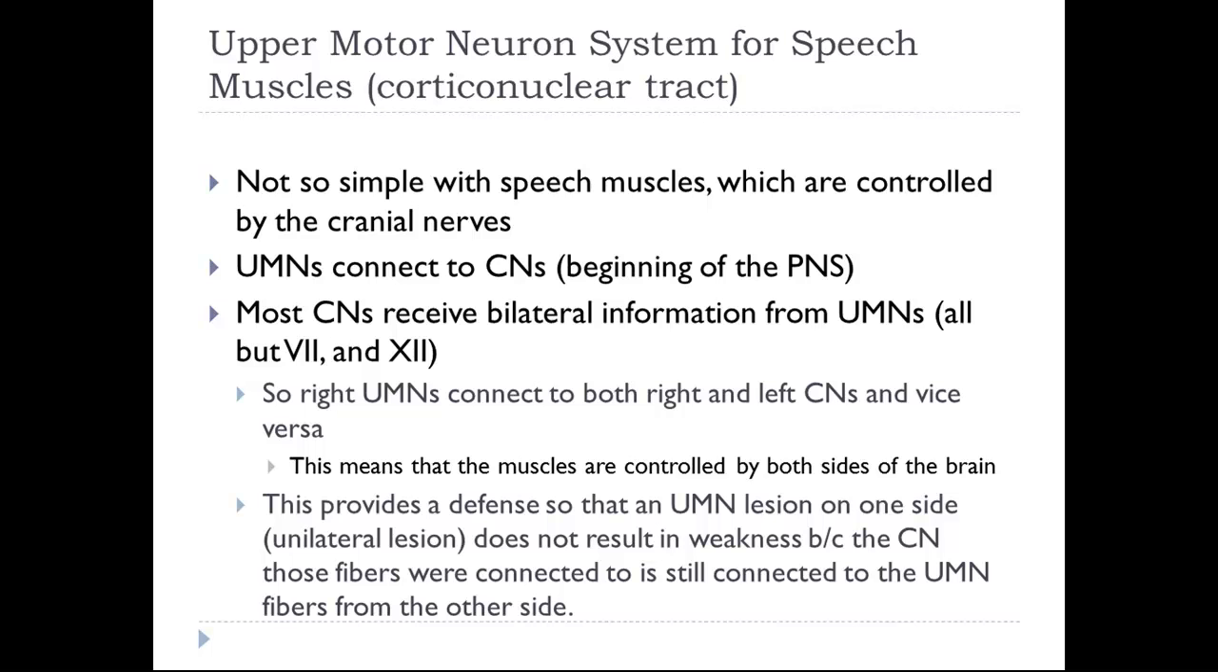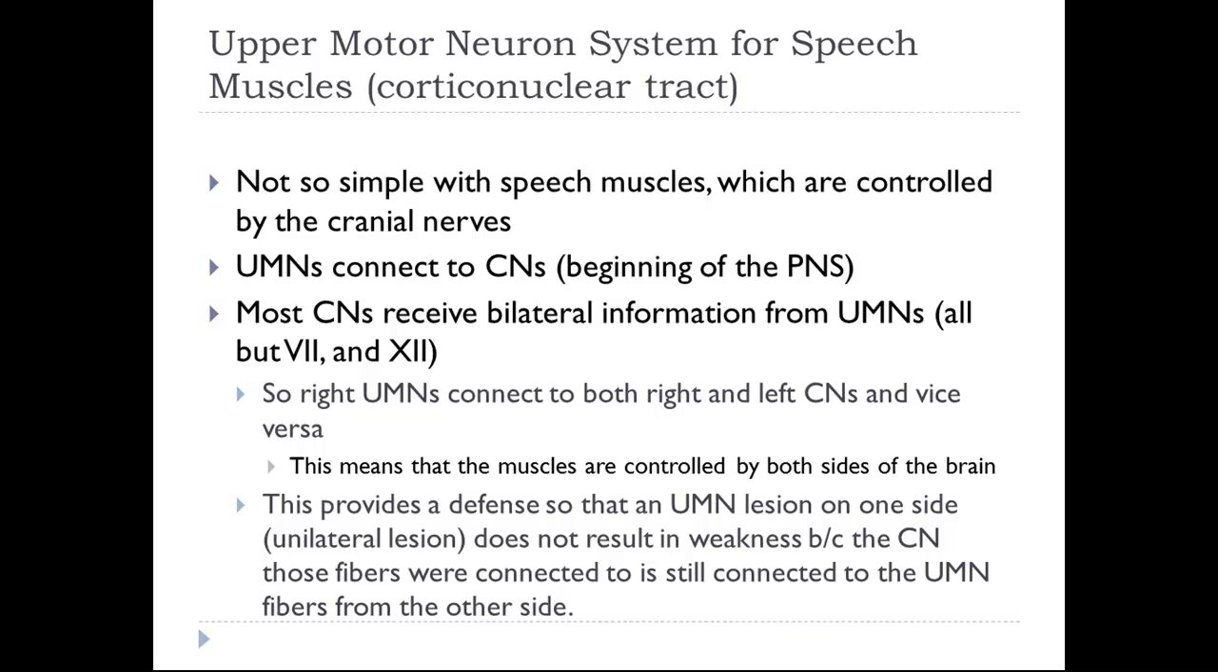That means that if you have one cranial nerve nuclei, okay, on the right side, that cranial nerve nuclei is receiving information, or in essence is connected to both right and left sides of the cortex, okay, and vice versa. So that means that muscles are controlled by both sides of the brain. And so both sides of the brain are involved in sending the signals to any muscle that's bilaterally controlled.